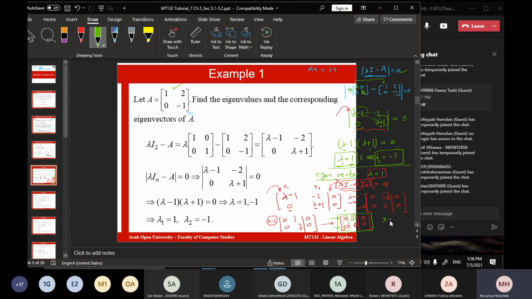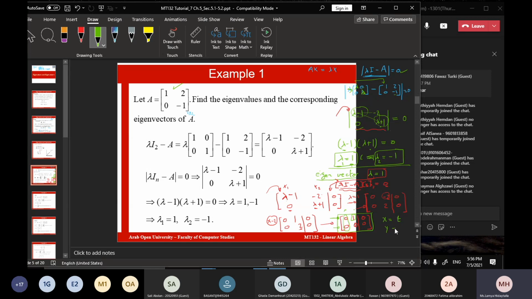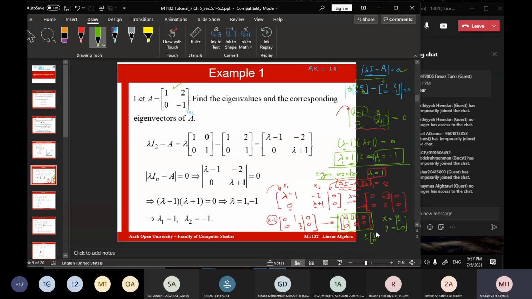Let X equal T. And then from the first row, we want to find Y. 0 for X plus 1 for Y, which is Y, is equal to 0. Correct? So now what is your solution? My solution is the vector T, 0. So what is your eigenvector? Take T as a common factor. So here we have 1 and 0. So this is the set of T times this vector, such that T is a real number. This is the eigenspace.